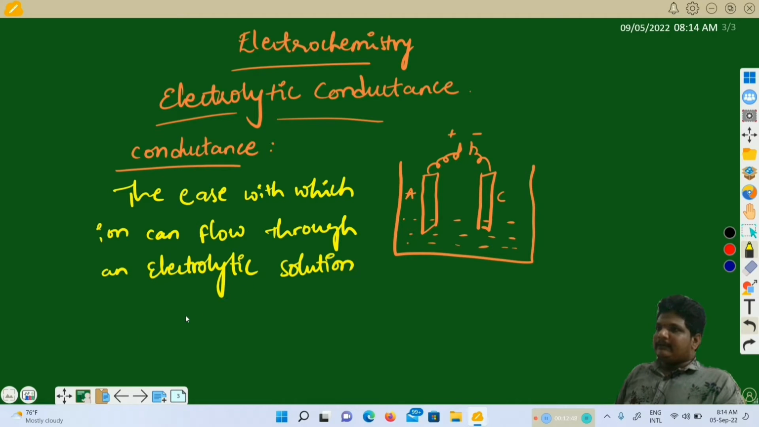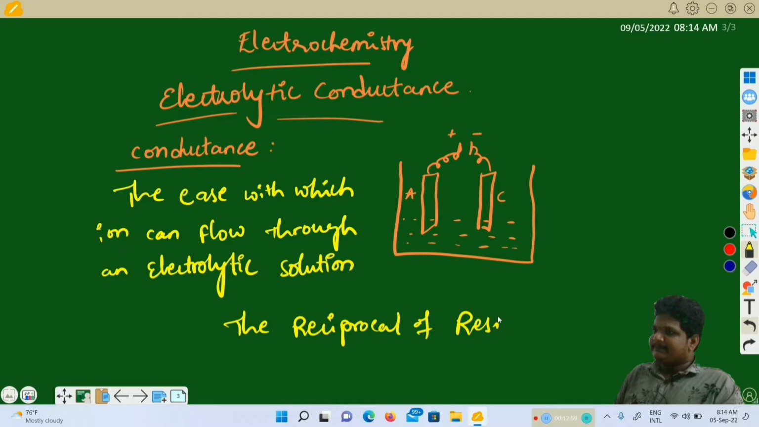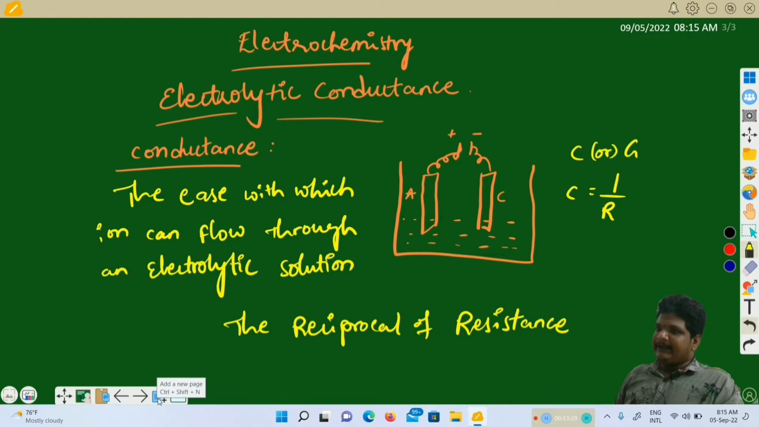It can also be defined as the reciprocal of resistance. The reciprocal of resistance is also called conductance. This conductance is denoted with the symbol C, and sometimes it is also denoted with G, where C is equal to 1 by R. Here R is the resistance. Now what is meant by resistance?